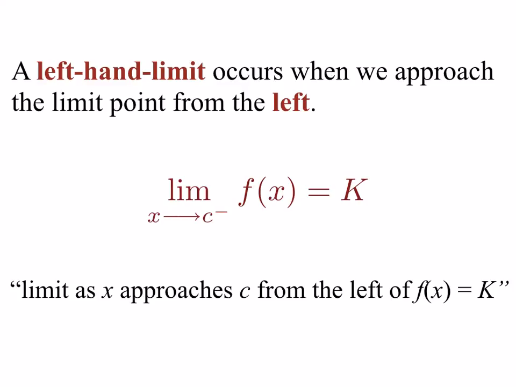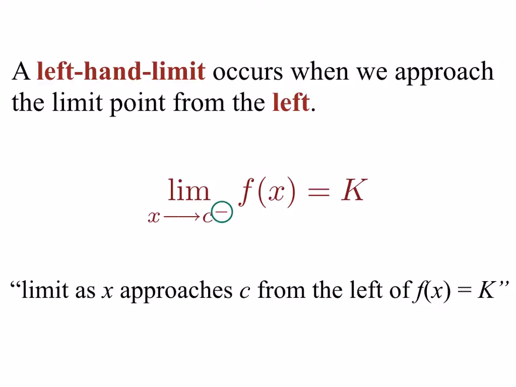This is part 2 of our Introduction to Limits slides. So we'll start by discussing a left-hand limit. A left-hand limit occurs when we approach the limit point from the left. And that's read, the limit as x approaches c from the left of f of x is equal to k.